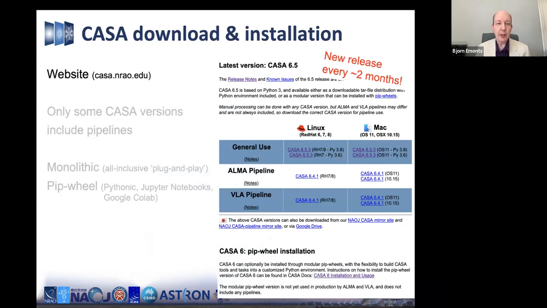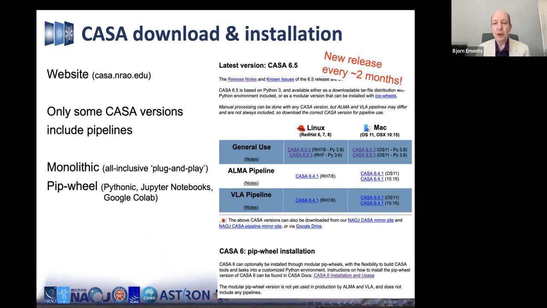Now, if you want to download and install CASA, you should go to our website, casa.nrao.edu. And if you go to the download page, you see this overview here. The latest CASA release is CASA 6.5.3. We aim to have a new release every 2 months, roughly. One thing to keep in mind is that only some versions of CASA include pipelines. The ALMA and the VLA pipeline are typically released once a year, so you need to be careful which version you download if you need pipelines.